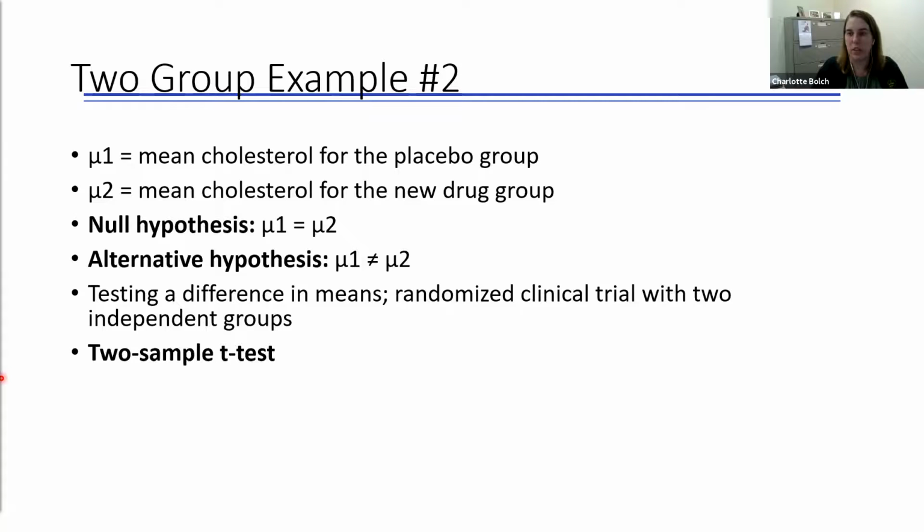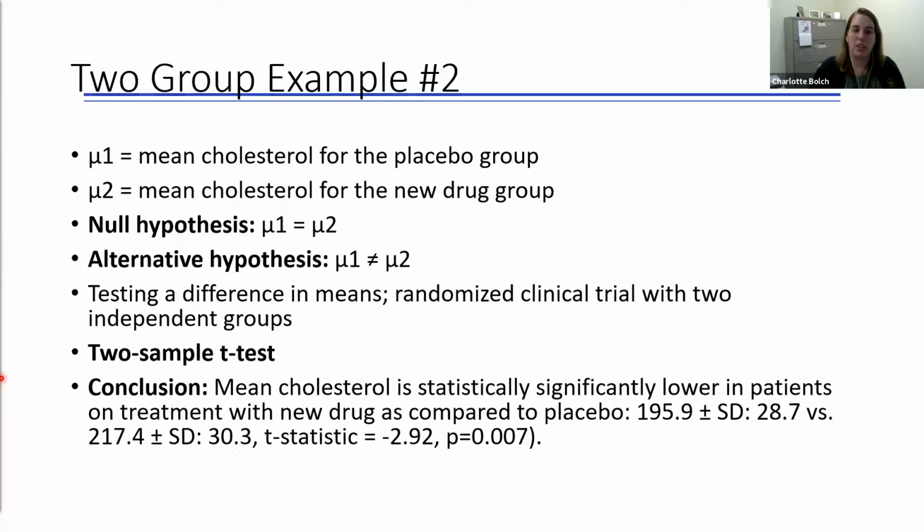And we're going to be using a 2-sample t-test. So with means, we use a 2-sample t-test, as compared to with proportions, where we use a z-test. A conclusion would be that the mean cholesterol is statistically significantly lower in patients on treatment with the new drug as compared to placebo. Then we state the mean cholesterol for the placebo group with our standard deviation, and the mean cholesterol for the drug group, with our test statistic, and our p-value is less than 0.05.